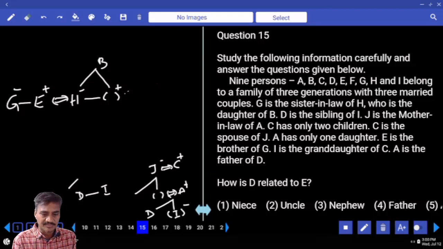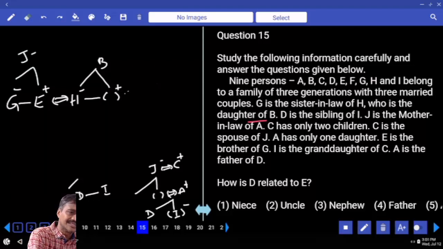Then at the same time, J is having, and D is the sibling of I. J is the mother-in-law of A. As J is the mother-in-law of A, J and C are a married couple. As J and C are a married couple, can you write J and C like this or not?